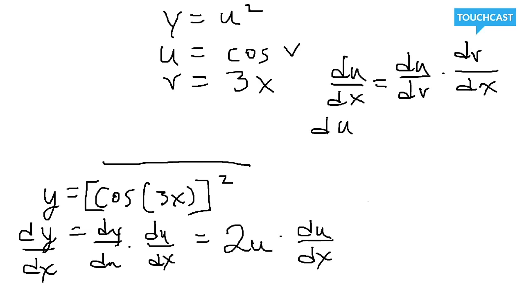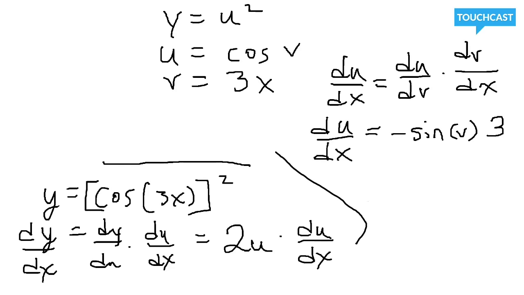du/dx is, well, du/dv, the derivative of u with respect to v, u is cosine of v, this is going to be negative sine of v, times, can I take the derivative of v with respect to x? I sure can. The derivative of v with respect to x is 3. I'm going to have to simplify this eventually, so let's see what we have here. I'm going to take this whole mess, come up here.